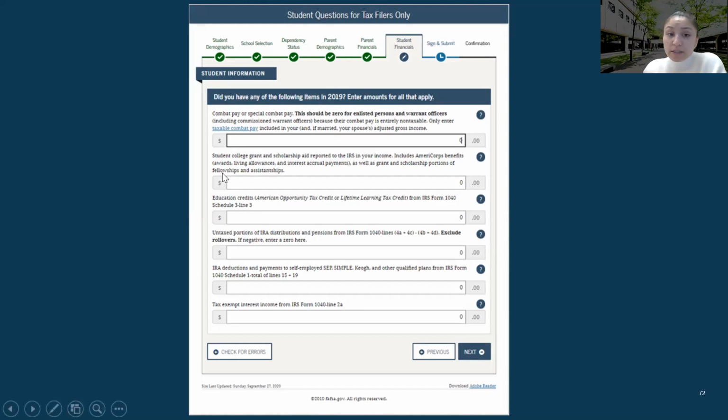The second one deals with student college grant and scholarship aid reported to the IRS in your income, including AmeriCorps benefits, awards, living allowances, and interest accrual payments, as well as grant and scholarship portions of fellowships and assistantships. So if you received any grants from fellowship or assistantships or any AmeriCorps benefits, you will include here.